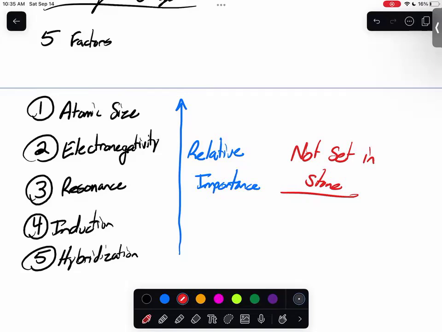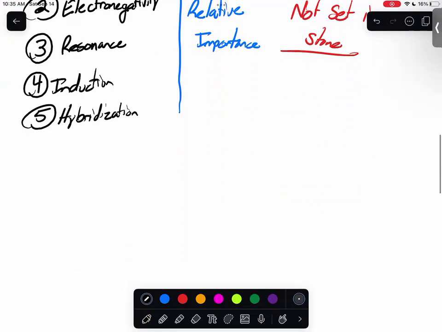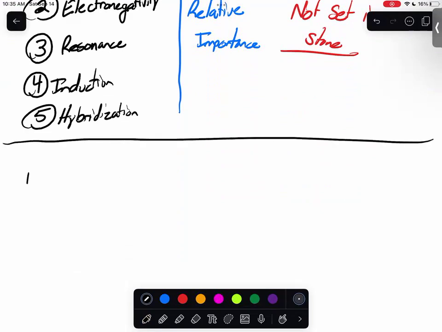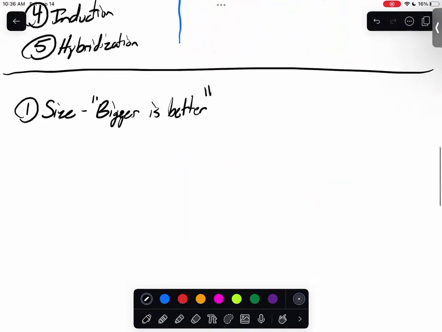So let's start out with the first one, right? Let's go into number one, which is atomic size. And the first thing that you need to know is bigger is better. All right, that'll be our quote for atomic size. So in this case, size does make a difference for us.